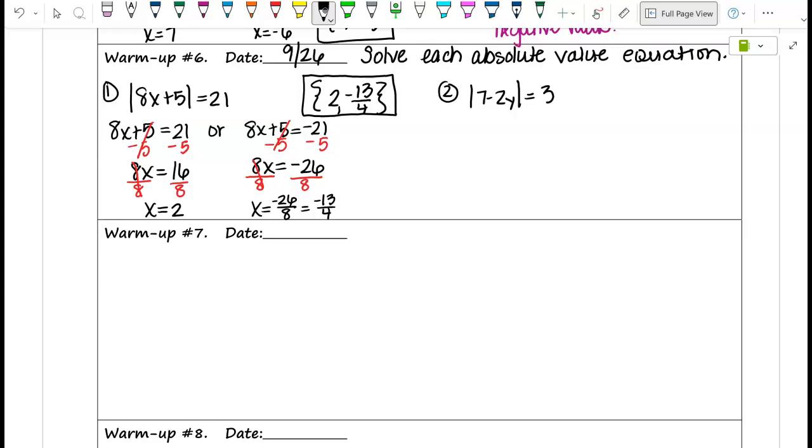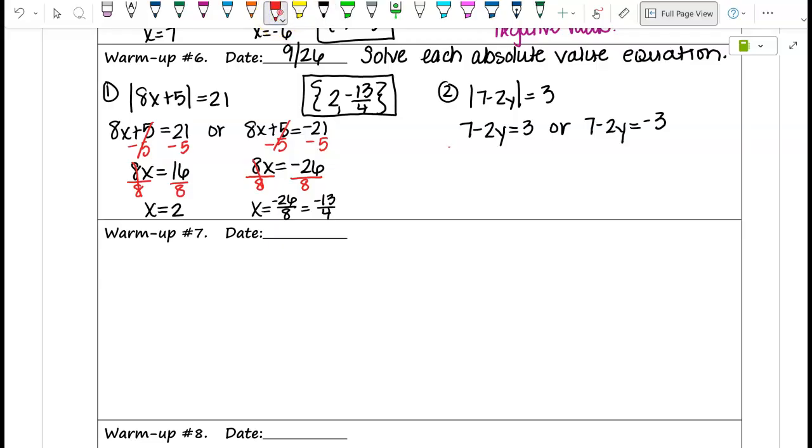So number 2, the absolute value of 7 minus 2y equals 3, which means I'm going to write it once, 7 minus 2y equals 3. Or I have 7 minus 2y equals negative 3. Again, whatever was inside the absolute value, I'm just rewriting that. I am not changing any signs. I'm doing this, changing the sign of the constant on the other side of the equal sign.